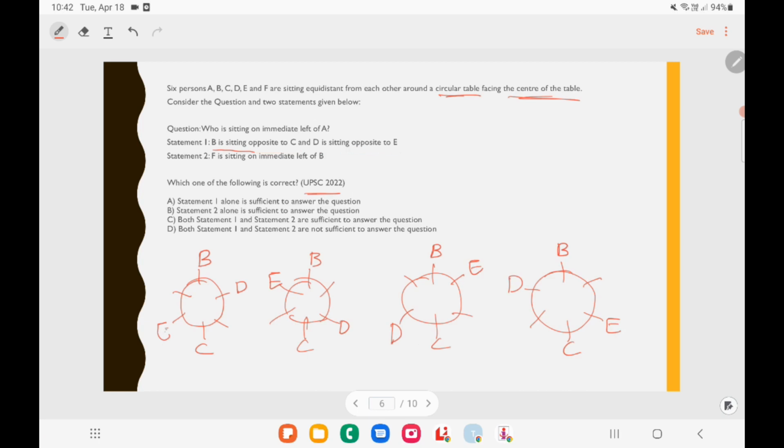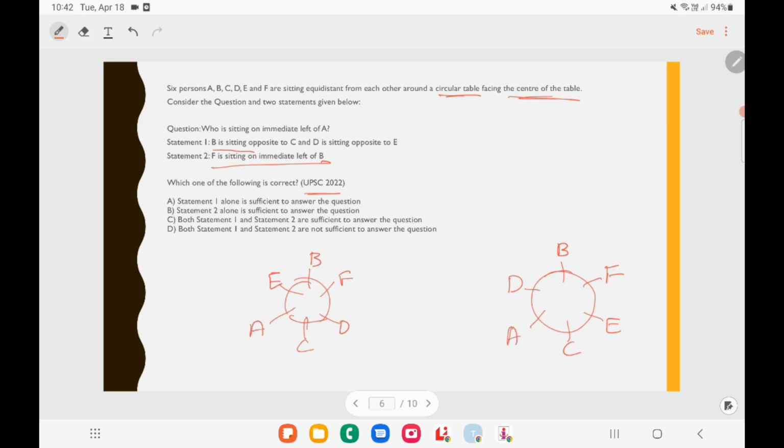Now it is saying that F is sitting immediate left of B. So left of B means B is facing the center. So left of B means this position. So here D is already there. So this will not come. I am removing this one. Similarly here also E is already there. So this will also not come. Okay. So in this case F is sitting here. In this case F is sitting here. Now the rest is A. So A will be here and A will be here.